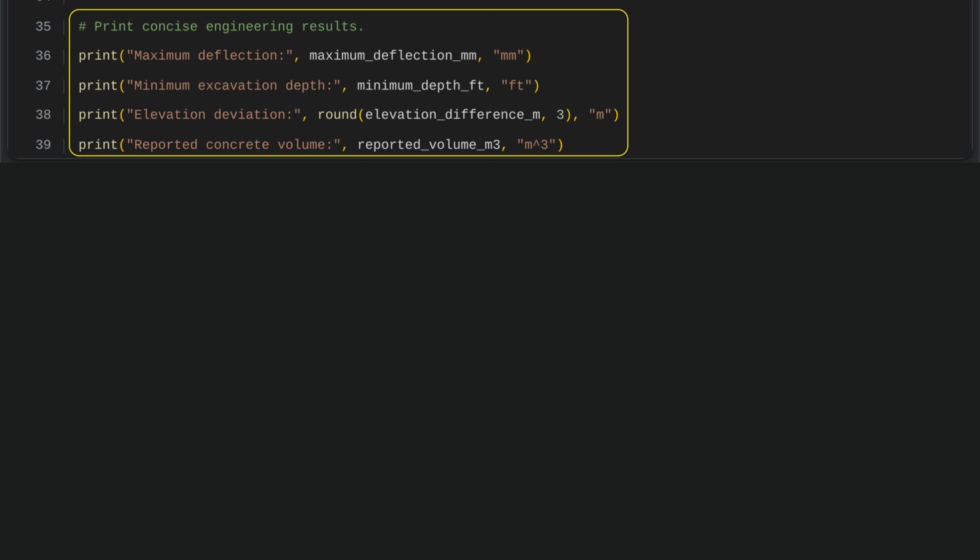The output reports 4 key construction measurements in readable units: maximum deflection in millimeters, minimum excavation depth in feet, elevation deviation rounded to 3 decimal places, and concrete volume rounded to 2 decimal places. Together, these values give a concise summary of structural movement, excavation depth, elevation accuracy, and slab material quantity.